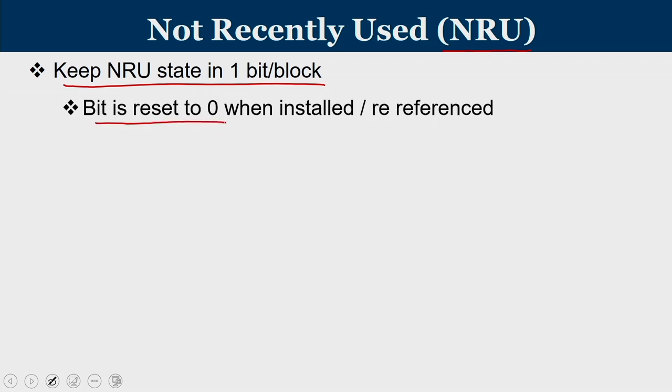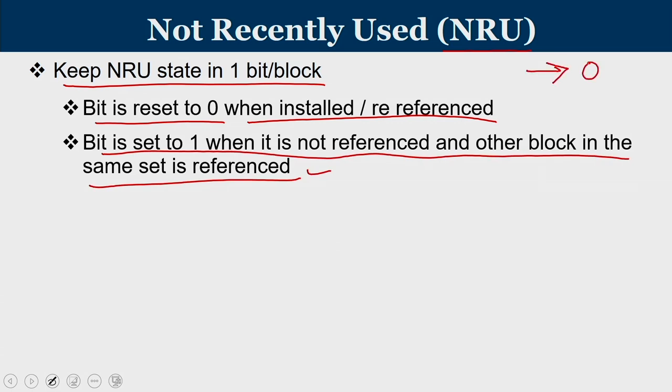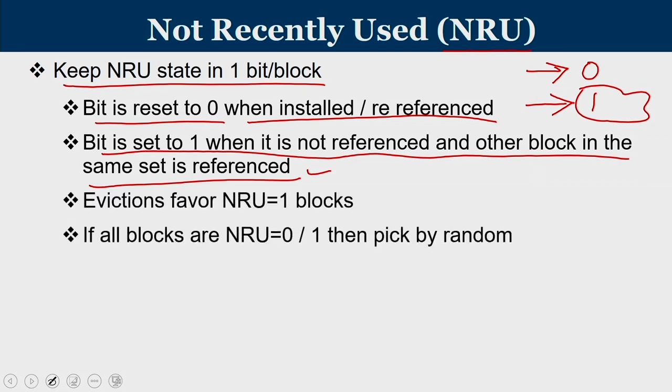This bit is reset to 0 when you reference it or a block is brought in. All others are already 1. So, whoever is accessed, that is made 0. The bit is set to 1 when it is not referenced and another block in the same set is referenced. So, when you reference or bring in somebody, put 0, and all others will have the value 1. Now, when there is an eviction, you look at all the blocks that have 1 and pick one among them. Evictions will always favor NRU equal to 1 blocks. If all blocks are NRU equal to 0, then pick somebody at random.